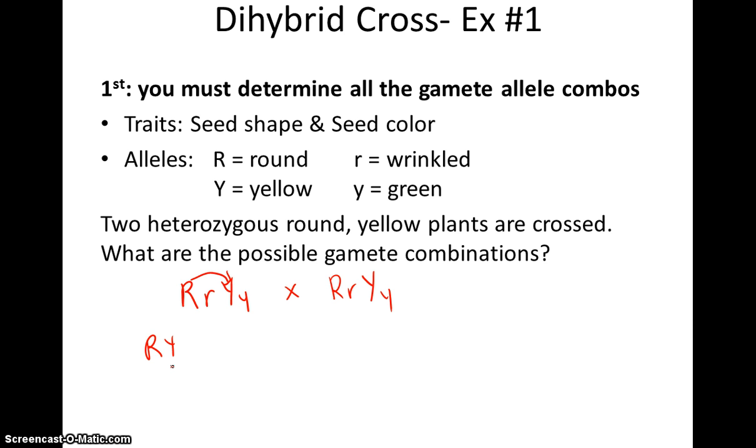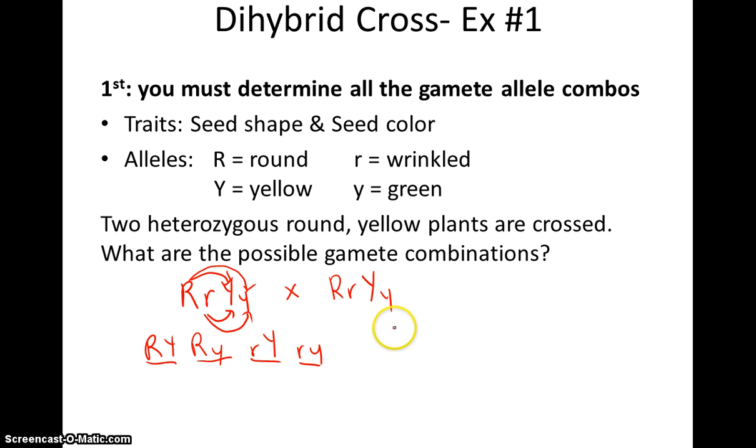You can't have both. Then big R with little y. That's another possibility. So that's one. That's a second. Now we need to match up the little ones. So little r with big Y and little r with little y. That's our last one. So you basically just match them up. And again, you can only get either the big R or the little r, either the big Y or the little y. So you're just matching up to figure out the possible gene combinations.